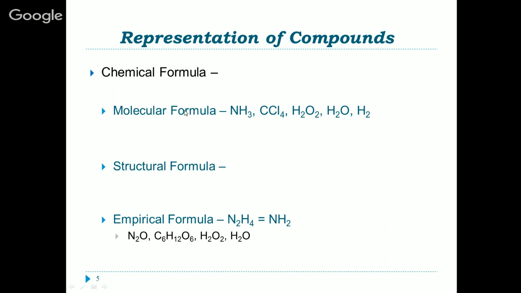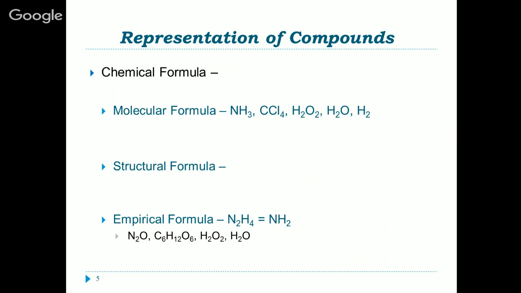A molecular formula represents a discrete unit of atoms that are only bonded to each other. In ionic compounds, we have what we could call a unit formula, which, remember, is just a repeating set of positive ions and negative ions, and that's how that crystal lattice is formed. A structural formula is going to take a molecular formula and show the connectivity between those atoms.